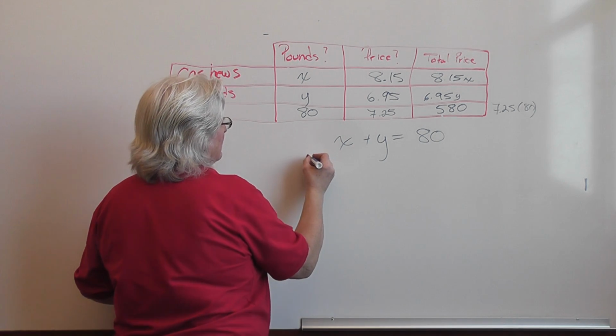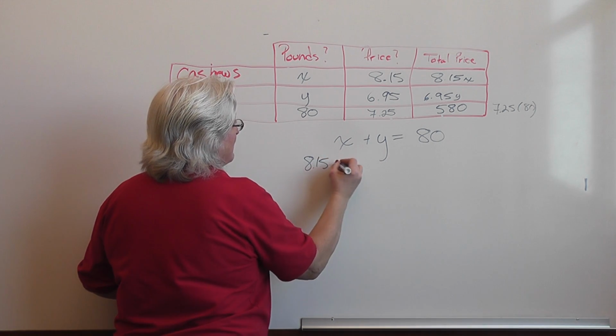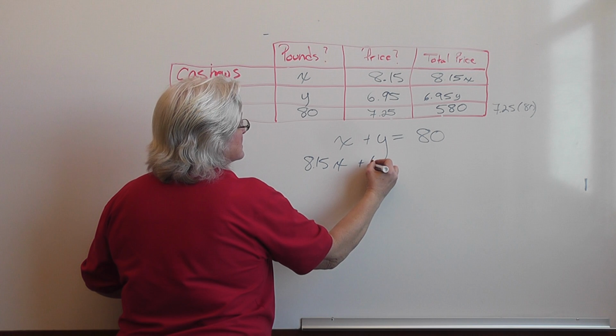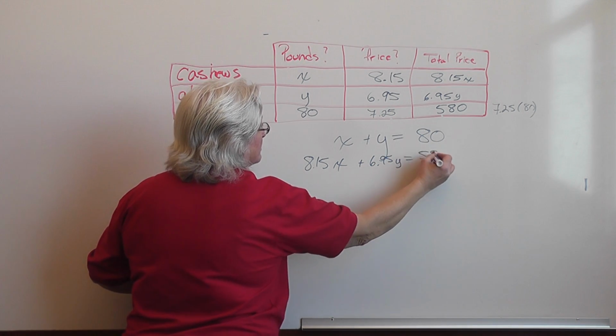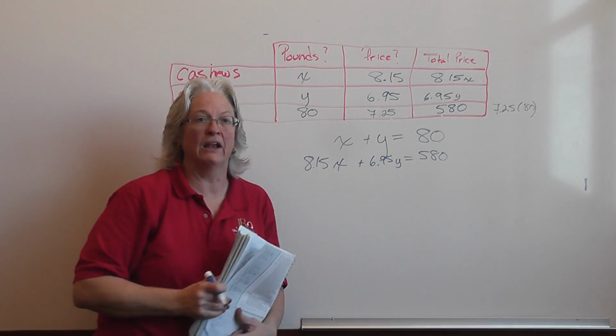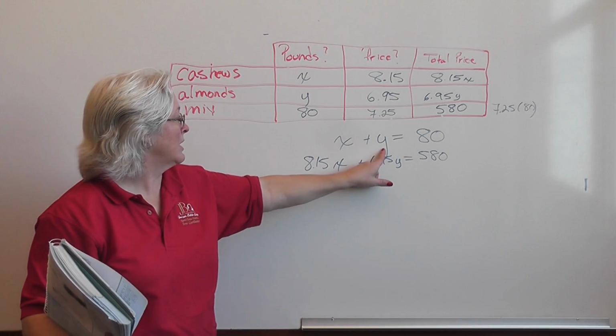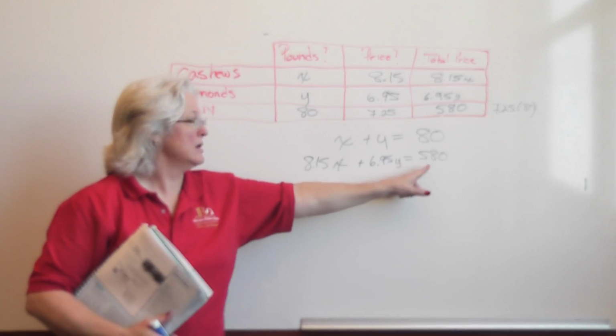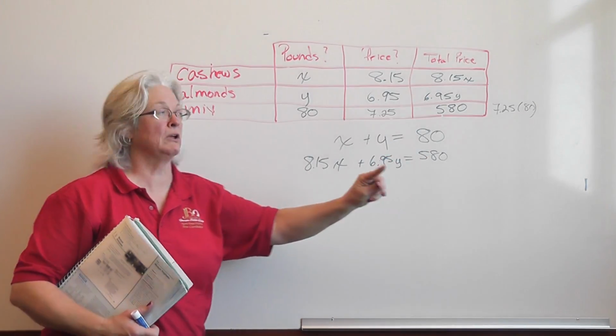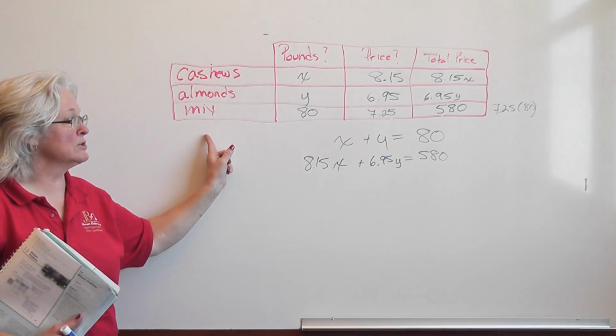So you now have 8.15x plus 6.95y is equal to $580, or the price, or value if you will, of the cashews plus the value of the almonds is equal to the total value of the 80 pounds of the mixture.